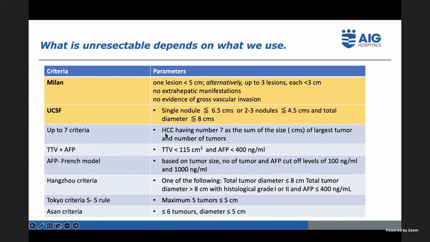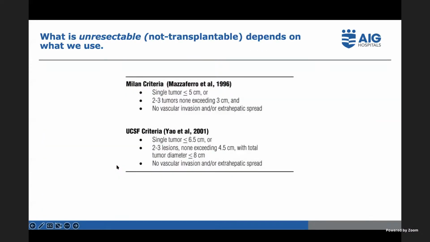There are multiple other criteria, like the total tumor volume, which takes into account the alpha fetoprotein. There is the Tokyo criteria, 5 tumors of 5 centimeters. And then there is a French model, which is based on the number of tumors and has a cutoff level of alpha fetoprotein of whether it is 100 or 1000. What we normally use at our center is to define resectability within the Milan and the UCSF criteria.